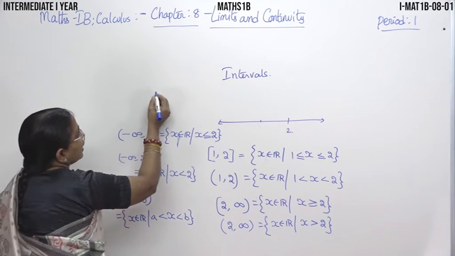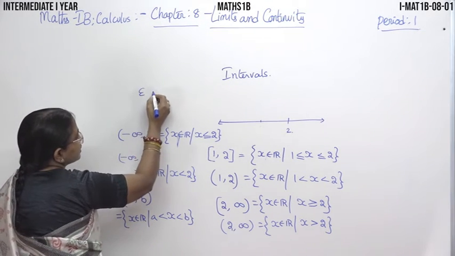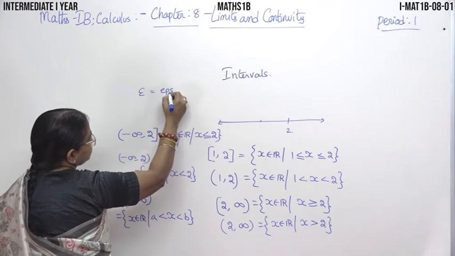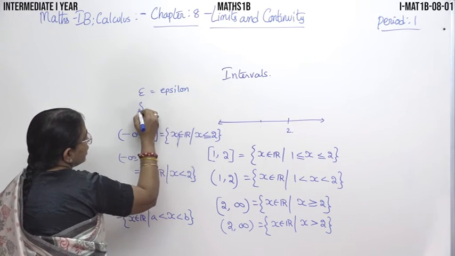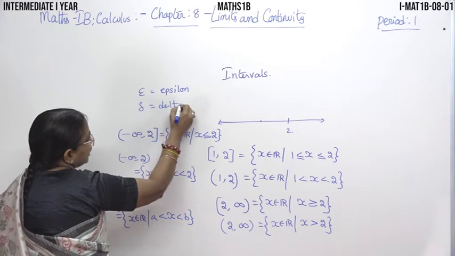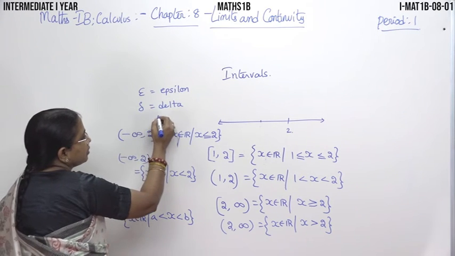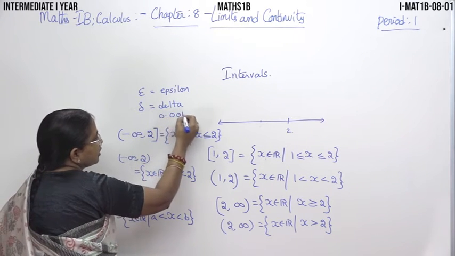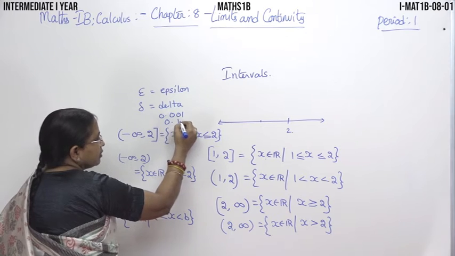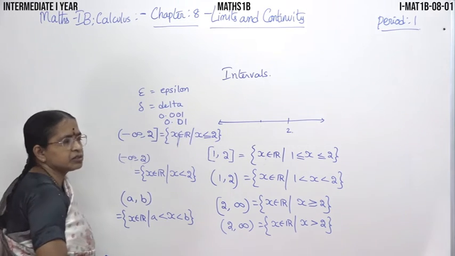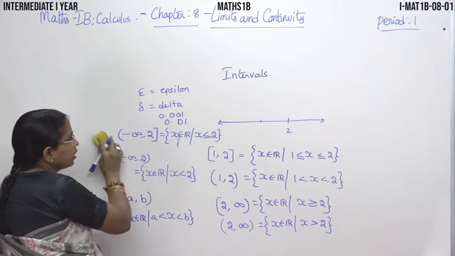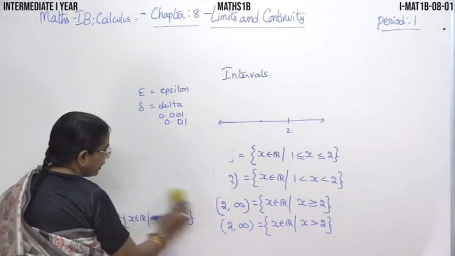Now in calculus, we come across these symbols. This is called epsilon and this is called delta. These are very small positive numbers, like 0.001, 0.101, like that. They take very small values. Okay, now we define another term.